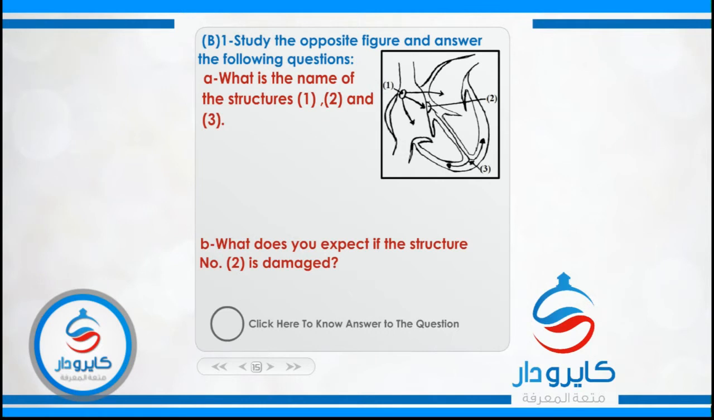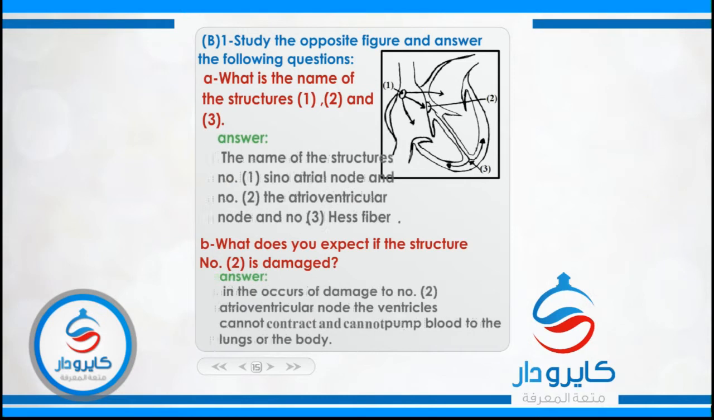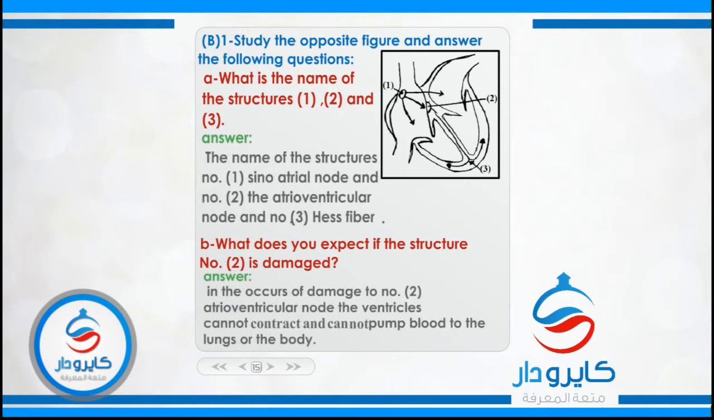Question B, what do you expect if the structure number 2 is damaged? The structure number 2 is the atrioventricular node, which is responsible for receiving the nerve impulses from the sinoatrial node and sending them to the His fibers, causing contraction of the two ventricles. If damage takes place in the atrioventricular node, it can't receive the nerve impulses from the sinoatrial node and can't send them to the His fibers, so no contraction of the two ventricles takes place. That means the right ventricle can't push the deoxygenated blood to the lungs, and also the left ventricle can't push the oxygenated blood to the body organs.